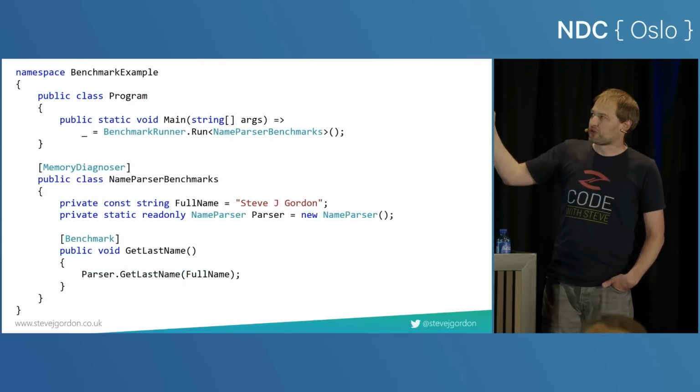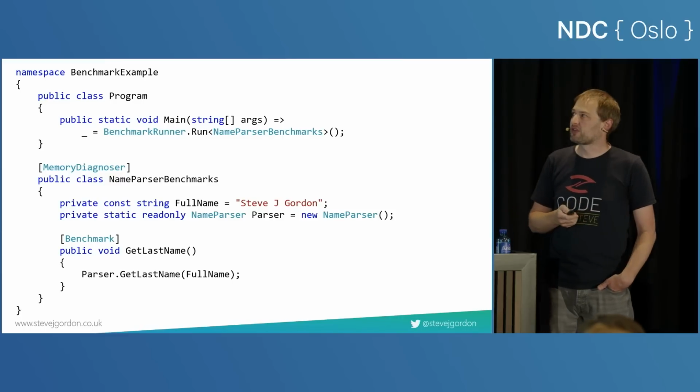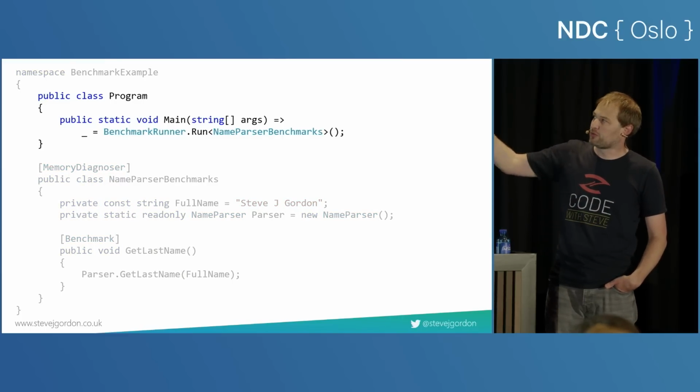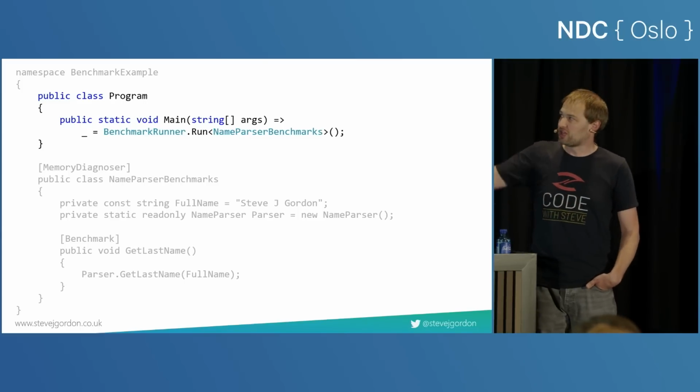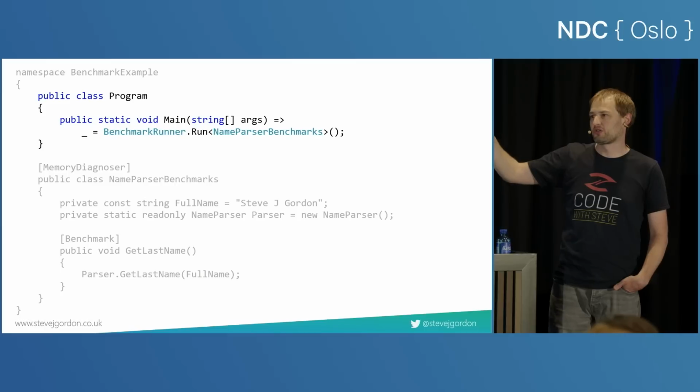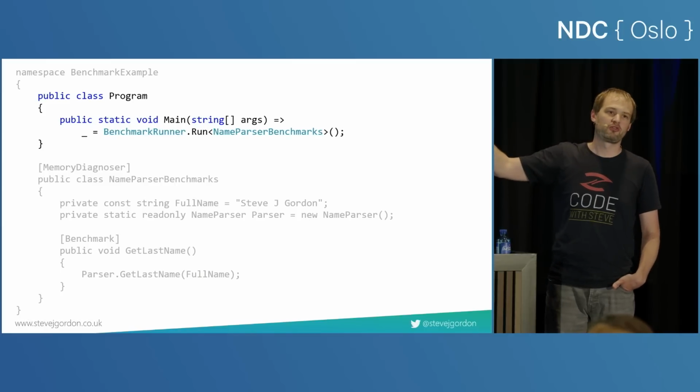So this is what a sort of hello world benchmark app might look like. We have a program class here with a main method, and that's just invoking this static run method on the benchmark runner. And it's passing in the type that contains the benchmarks. Now, there's several ways you can configure BenchmarkDotNet to start up.